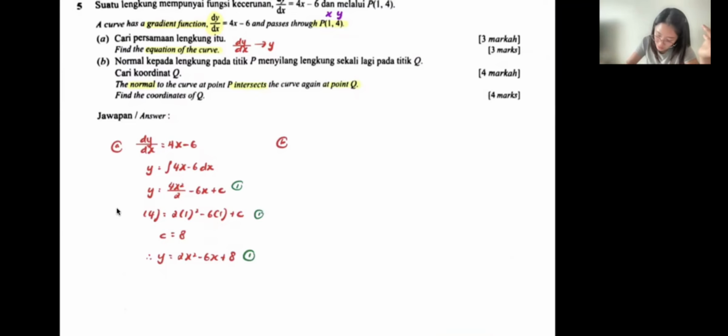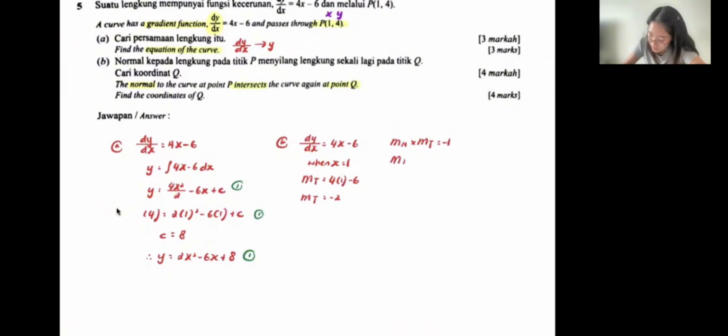Okay, so just now we had dy/dx. This is gradient of tangent. At point P, you substitute x equals 1. So gradient of tangent is 4 times 1 minus 6. That is negative 2. If you need gradient of normal, these two are perpendicular to each other. So you multiply negative 2 by the gradient of normal, equals negative 1. Gradient of normal is 1/2.